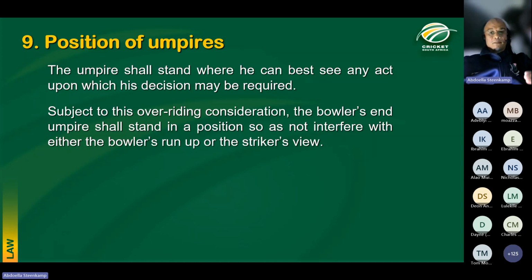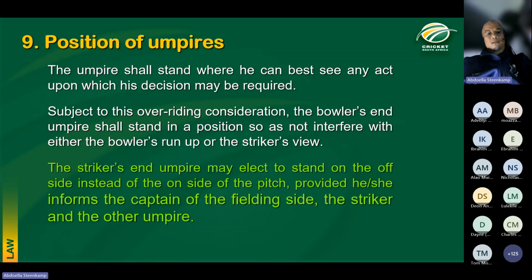Also, the bowler's end umpire must stand in such a position as not to interfere with the bowler's run-up or the striker's view. So for the bowler's end umpire, there's no exact position. All the law tells us is that you need to stand in a position where you're comfortable and where you can make your decision. You shouldn't be standing too close, nor too far back. So that's the bowler's end umpire.